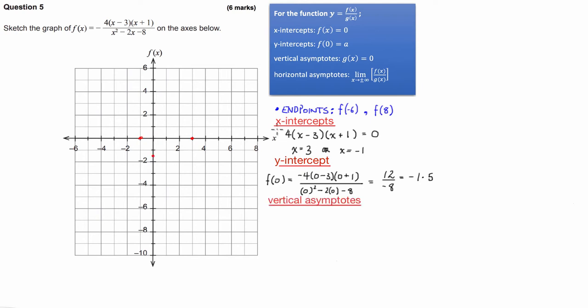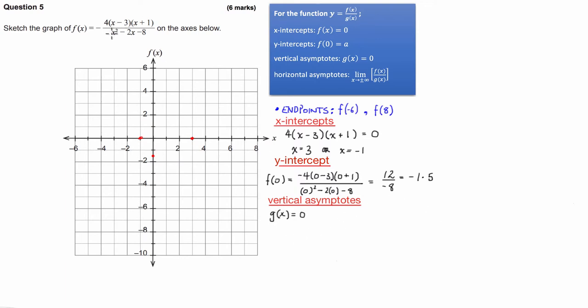Okay, so the next thing that we have to check off are our vertical asymptotes. If we've got a rational function like this, the vertical asymptotes are simply the values on the domain for which this function doesn't make sense. Put a little bit more simply, it's usually when the denominator is equal to 0. So in this case, if we have f of x over g of x, the vertical asymptotes are when g of x is equal to 0.